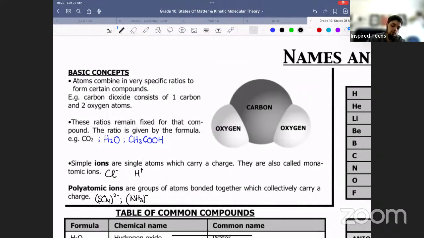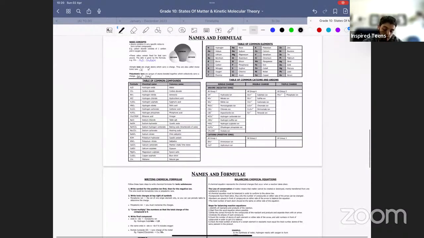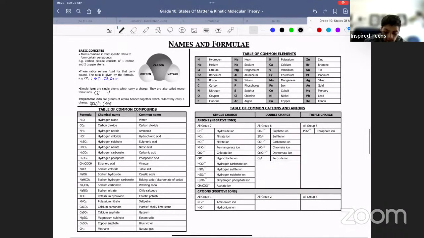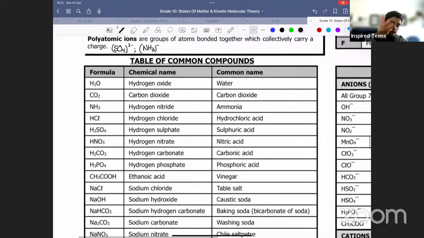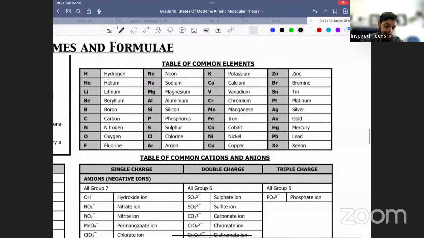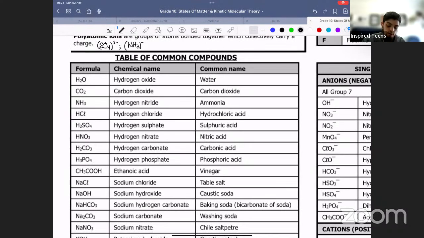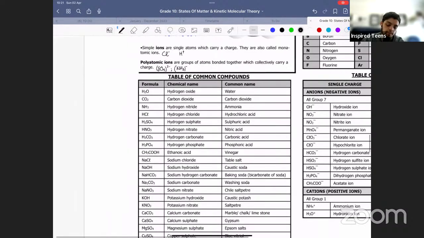Anything else we can discuss enough for now? Table of common compounds. Okay, these are really important. I know if you're looking at this and you're like, yes, so much, and you're gonna cry and die, but over time it's really not that bad. As long as you know your chemical names, common elements on the periodic table. You start off here: hydrogen, helium, lithium, beryllium, boron, carbon, nitrogen. You can learn a song, whatever you want to do, but you need to know the most common elements, the ones we use all the time, the ones we use sometimes. But you need to know them.